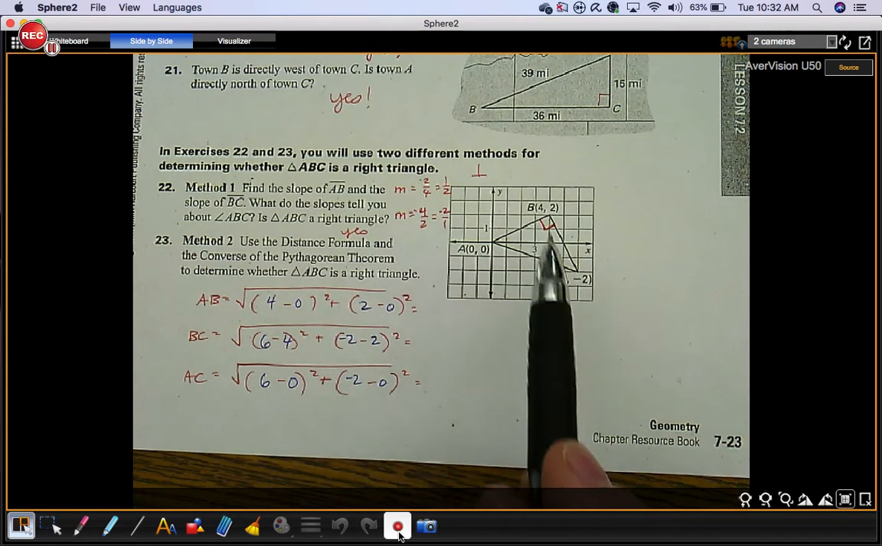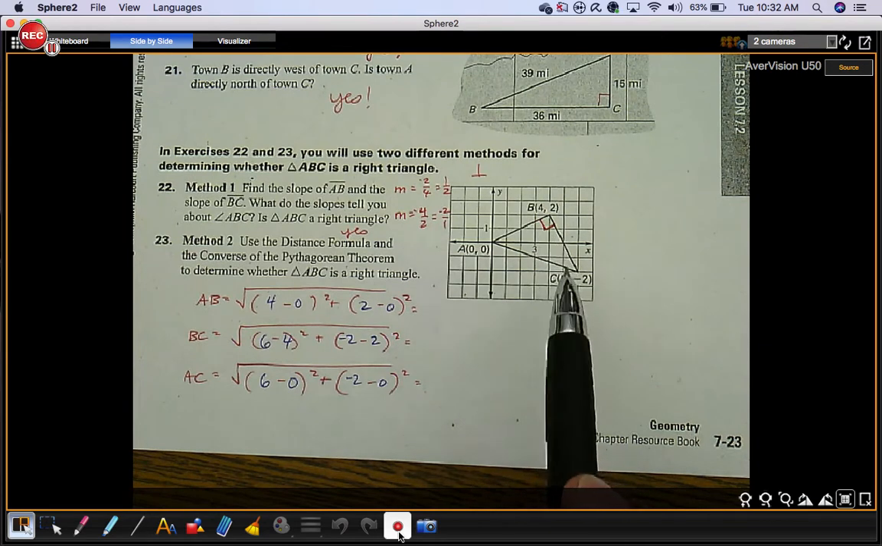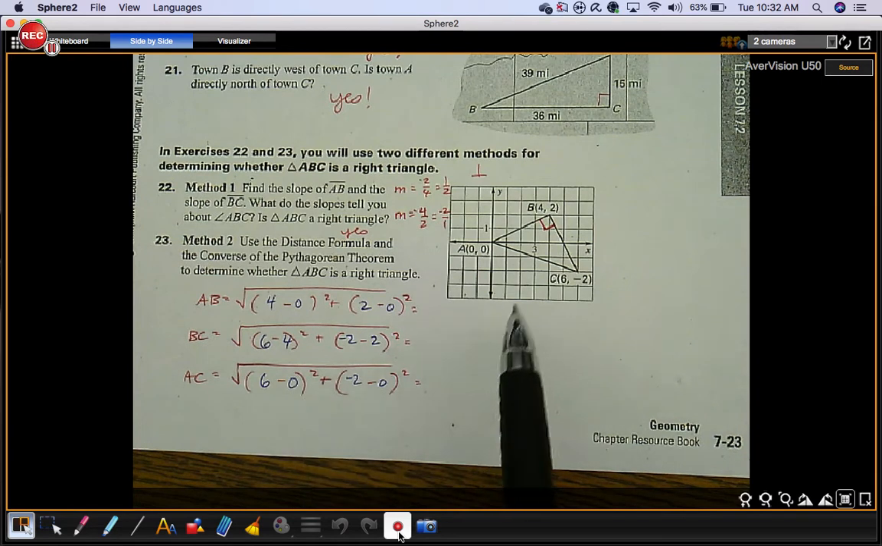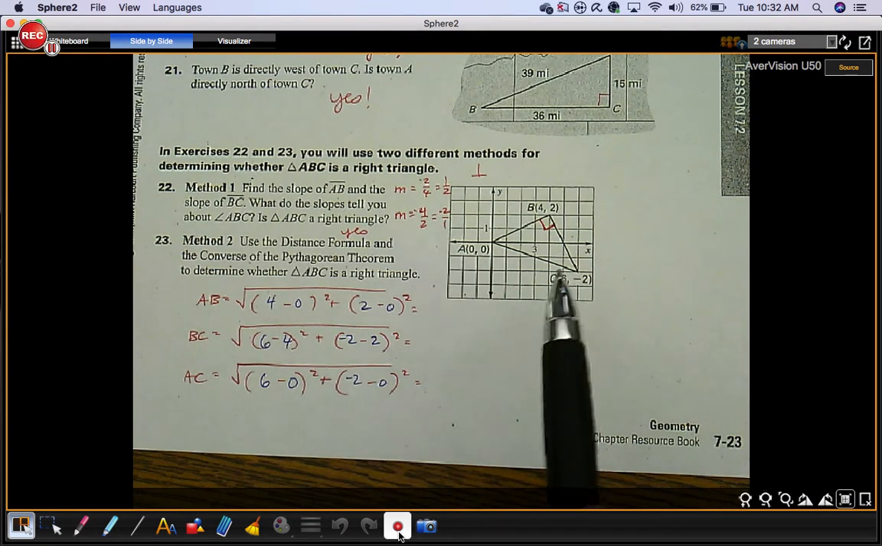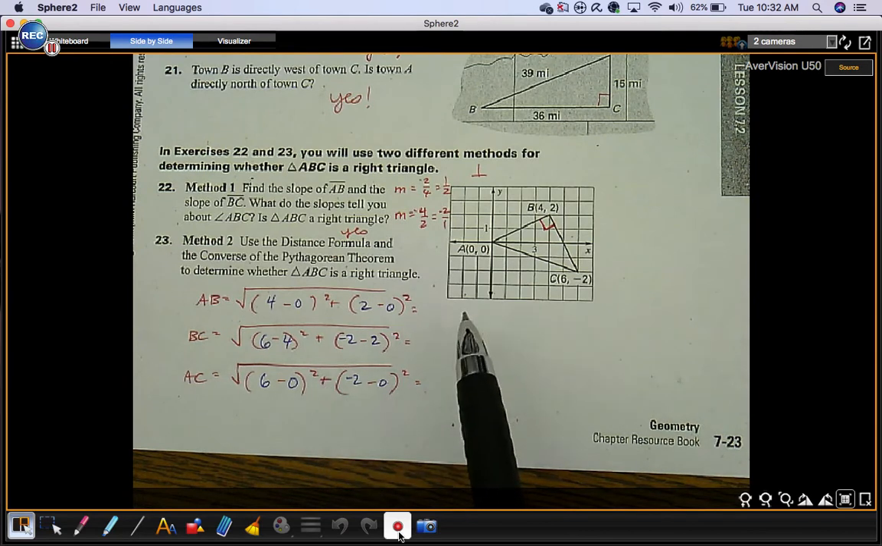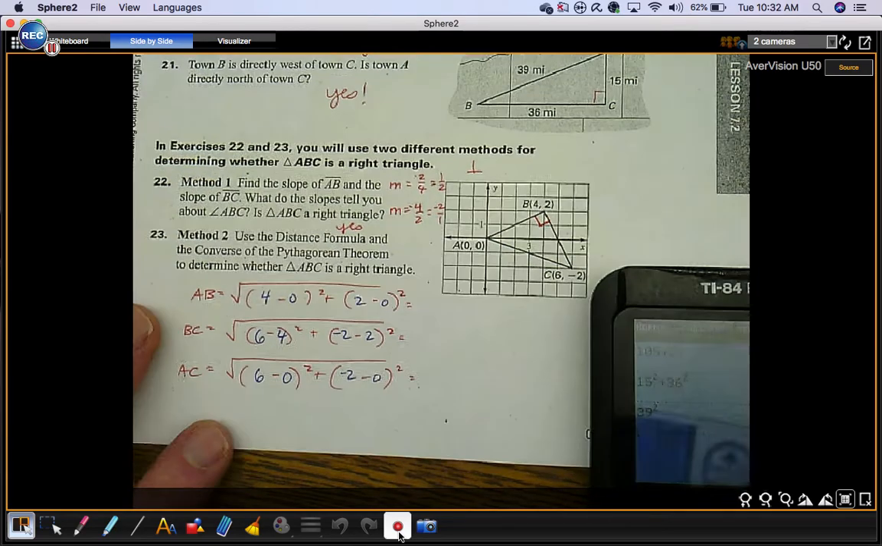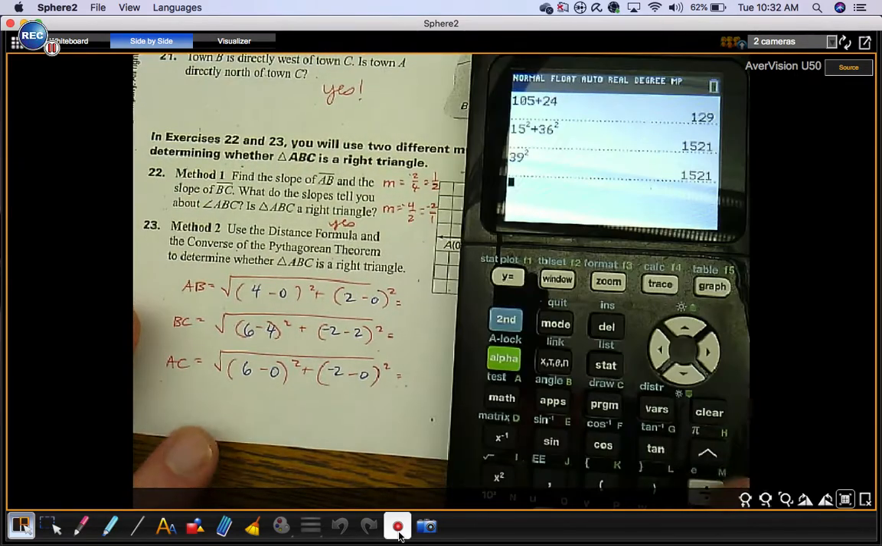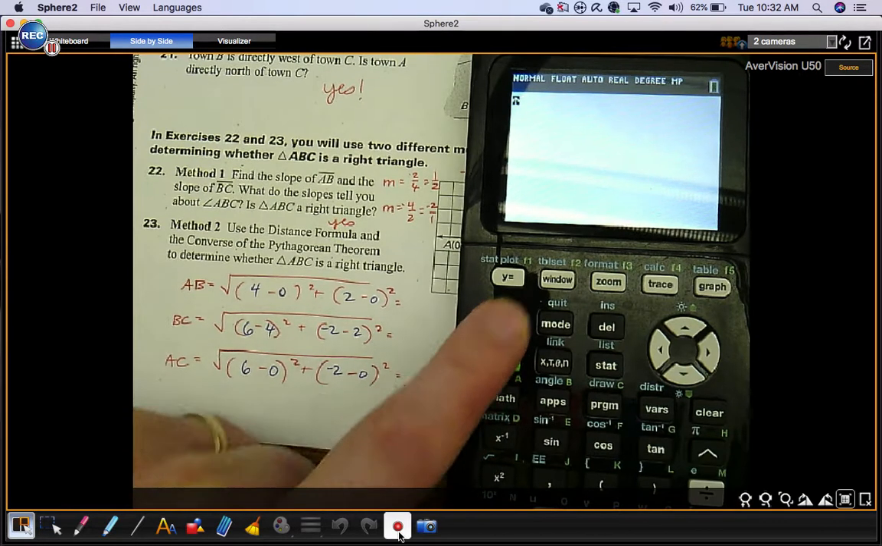How far is it from point B to point C? Use the distance formula. How far is it from point A to point C? Use the distance formula. Okay, now you could type this into your calculator. I'm kind of afraid that it's going to give you a decimal. So I will type it in. We'll see what we end up with here. And if it gives us a decimal, we can adjust.